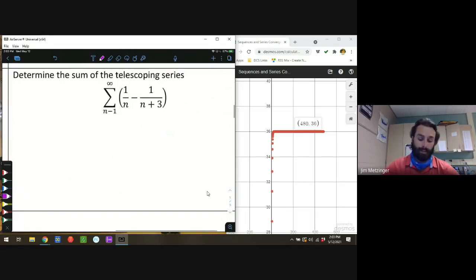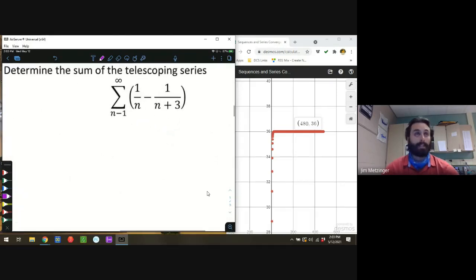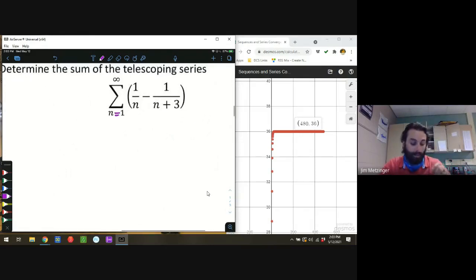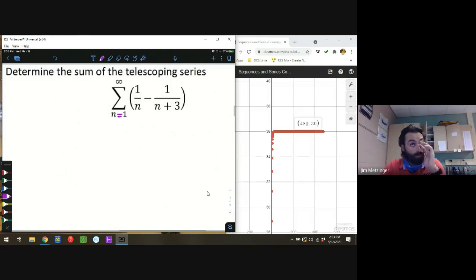All right. Determine the sum of the telescoping series. There is no formula for the telescoping series. What you do is you start expanding it. I'm trying to do this by hand, and we see if eventually a term will collapse.